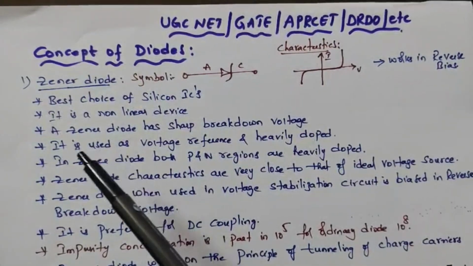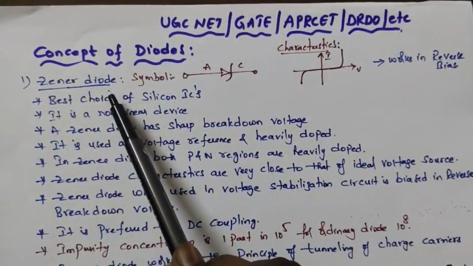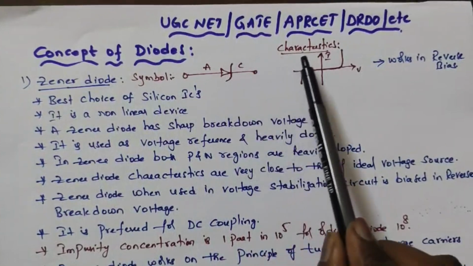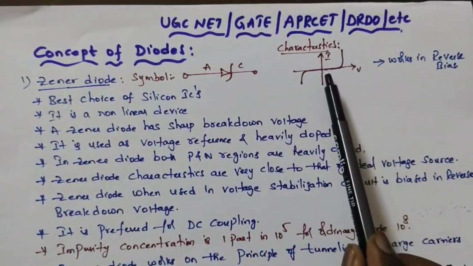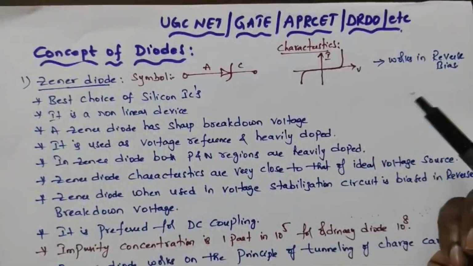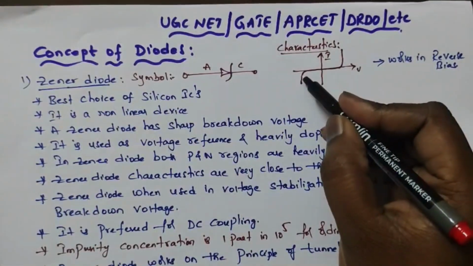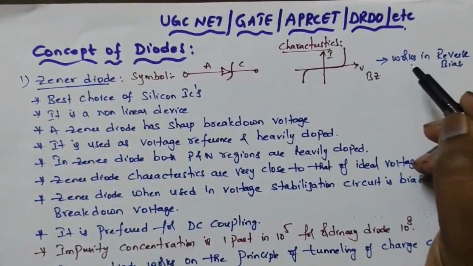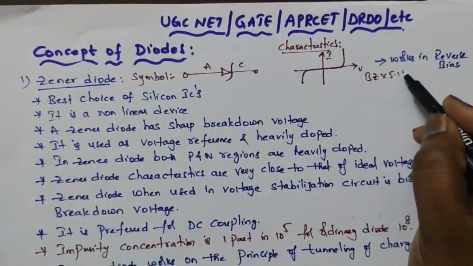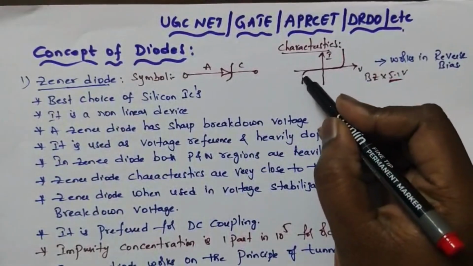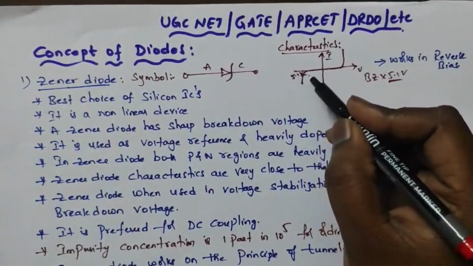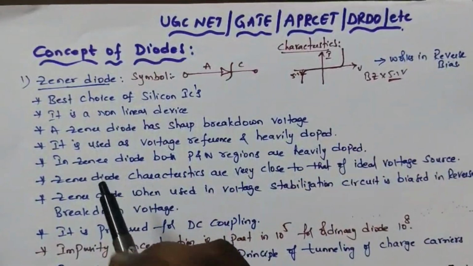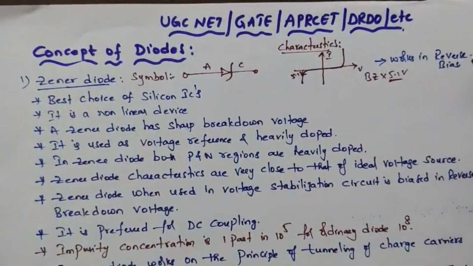Now we will discuss the first diode, that is Zener diode. The symbol for this Zener diode is this one, and this is the VI characteristics of Zener diode. You will be having the breakdown voltage; if it is a BZ 5.1 series, across 5.1 you will get the constant voltage. So for this it works in the reverse bias.